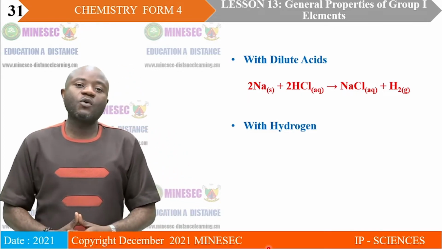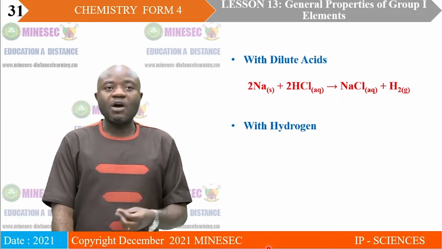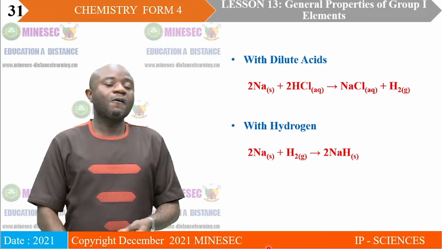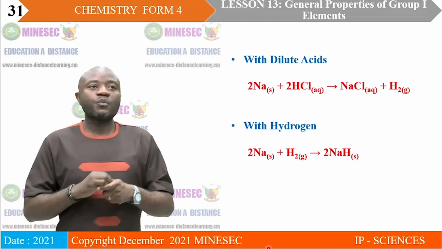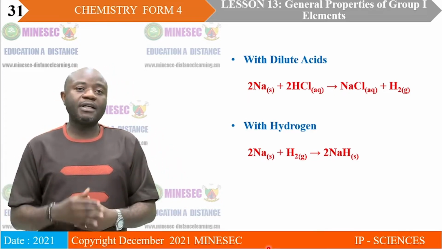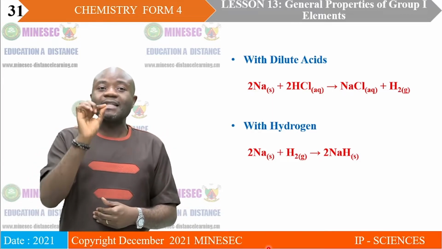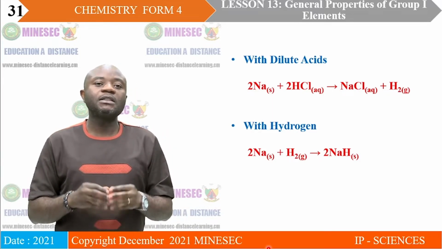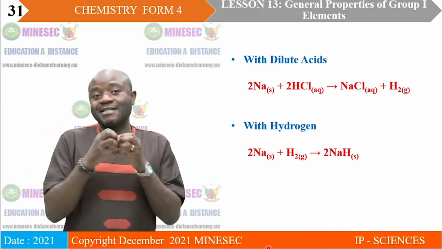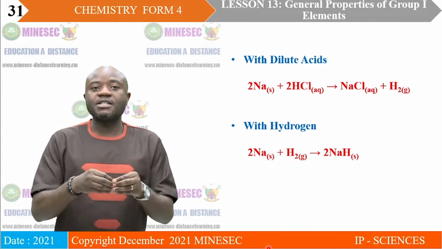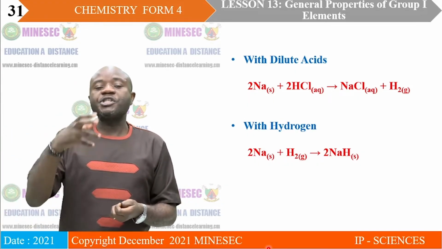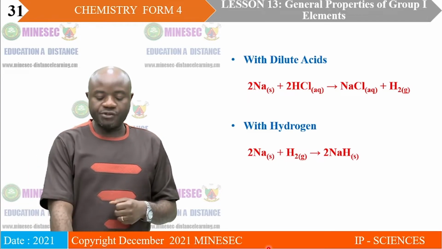Group 1 elements also react with hydrogen, and when they react with hydrogen, they form metallic hydrides. An example, sodium will react with hydrogen to form sodium hydride. Take note that in this compound, sodium hydride, the hydride ion is the negatively charged ion, and the sodium ion still remains a positively charged ion. So the sodium atom gives an electron to the hydrogen atom, which gains it, and then it becomes the hydride ion.